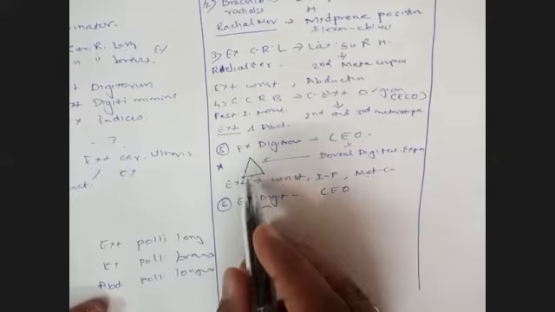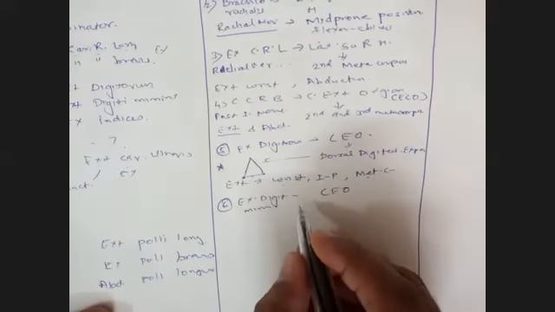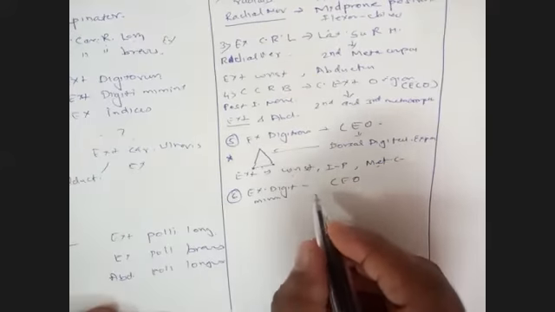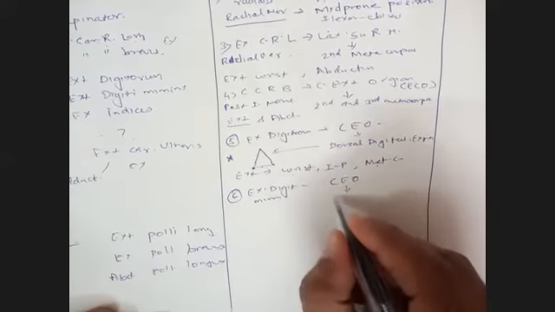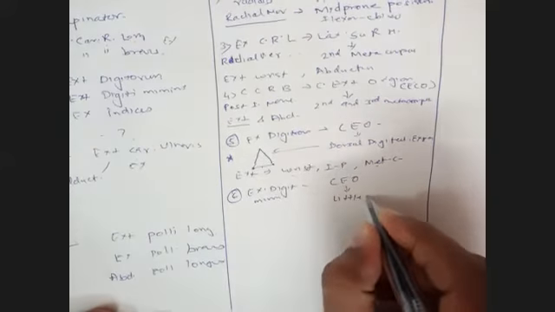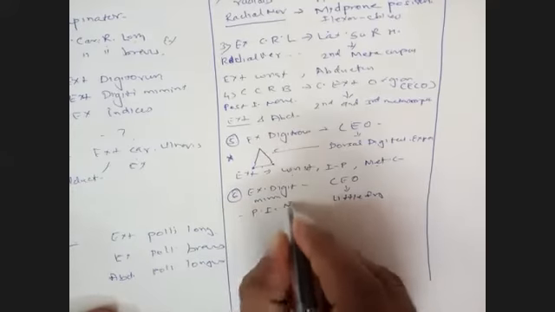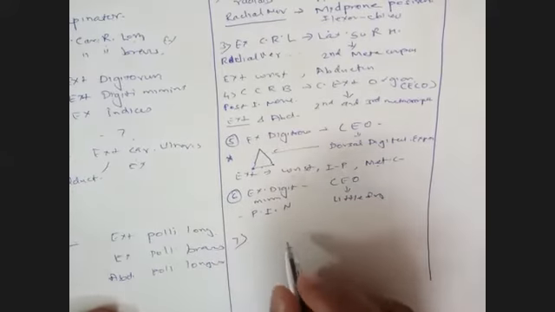Extensor digiti minimi will get inserted at the base of the middle phalanx and the distal phalanx of the little finger. So the insertion is on the phalanges of the little finger, and it is supplied by the posterior interosseous nerve. Okay. The seventh muscle.